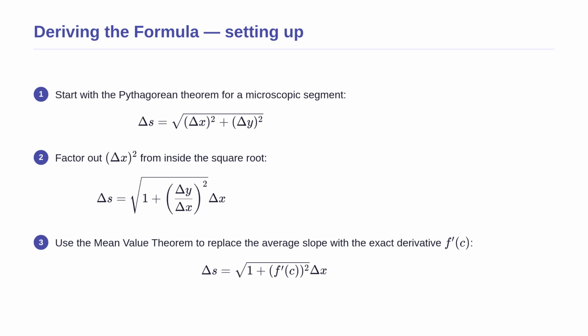We factor out the horizontal change squared. This creates a fraction representing the average slope. Finally, the mean value theorem allows us to replace this average slope with the exact instantaneous derivative at some point C.